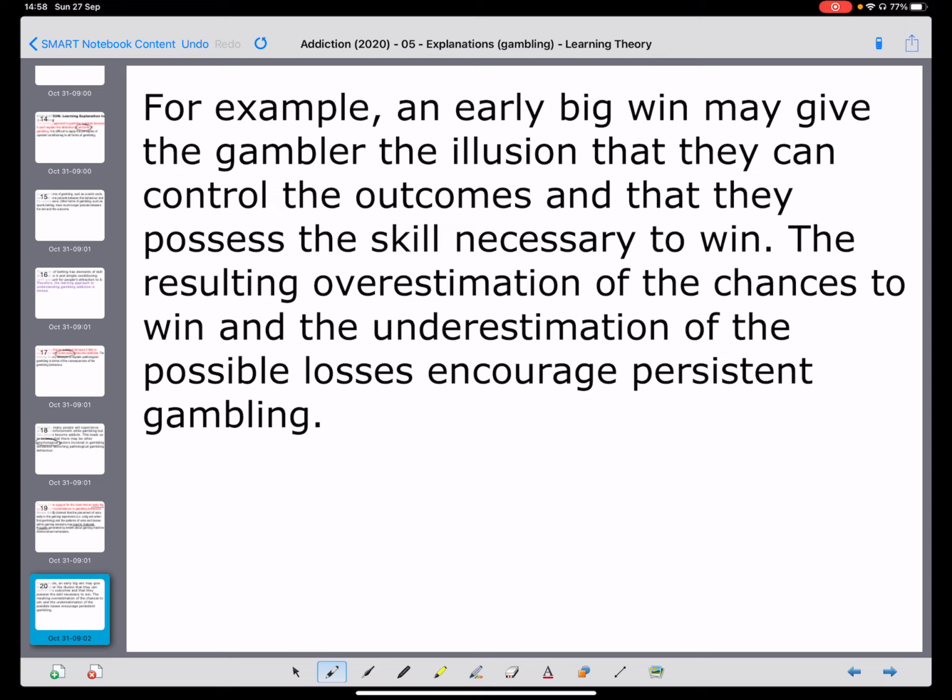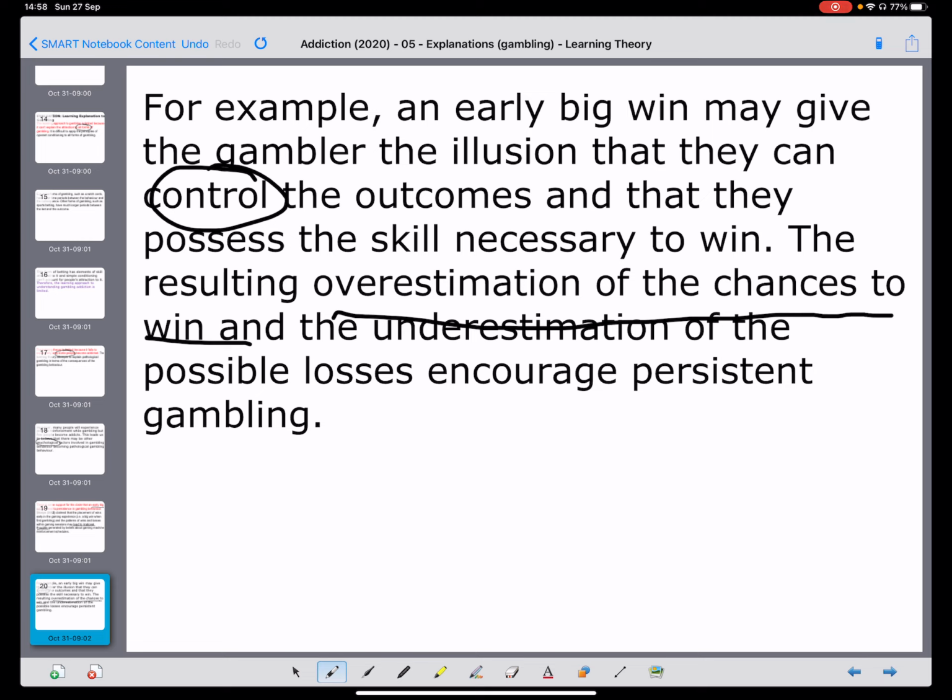Some of those initial experiences could be that if I have a big win, I might have an illusion of control. I might believe, oh, actually, I'm better at gambling than somebody else, because look at me, I've won early on and I keep on winning. Or it could change the way I think about my wins and losses. It says here, overestimation of the chances to win and an underestimation of losses. So what the learned behavior has done is affect my ultimate cognitions.